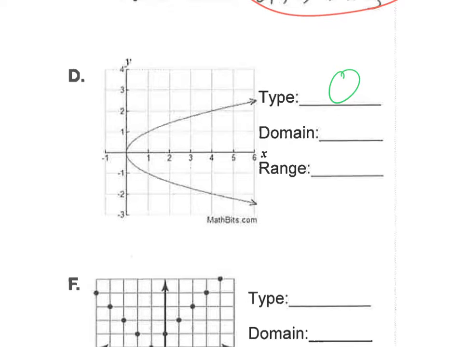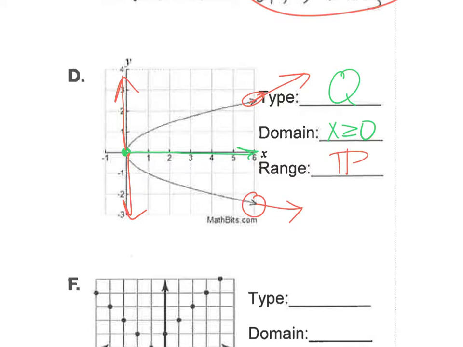Part D, this one is going to be quadratic. It's just been turned on its side. So domain is the x-axis. Now my x's start here at 0 and push to the right. So my x's are greater than or equal to 0. And my range goes up, and this arrow means it's going to keep going on up. And then goes down, and this arrow means it's going to keep going down. So my range is going to be all reals because there are no stopping points on the y-axis.